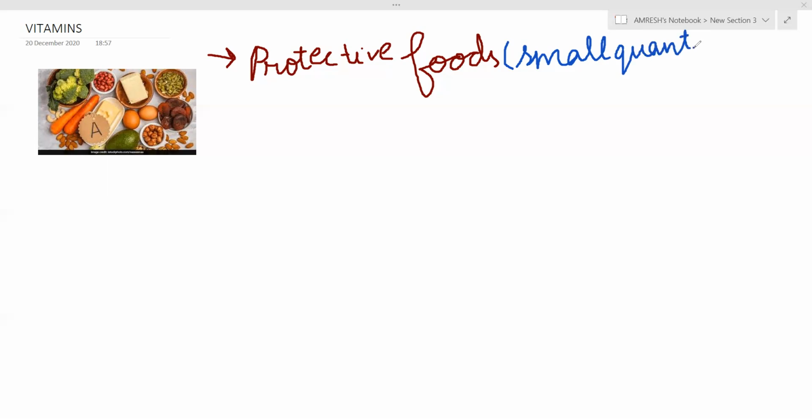ये बहुत बहुत इंपॉर्टेंट हमारे बॉडी के लिए, लेकिन वो थोड़ा चाहिए, ज्यादा नहीं चाहिए. जैसे प्रोटीन you need much, carbohydrate you need much, this one you require in a very little amount, but very, very useful for your good health and proper growth of the body.